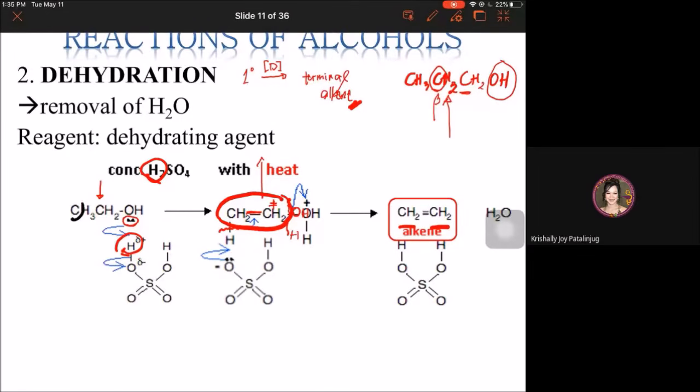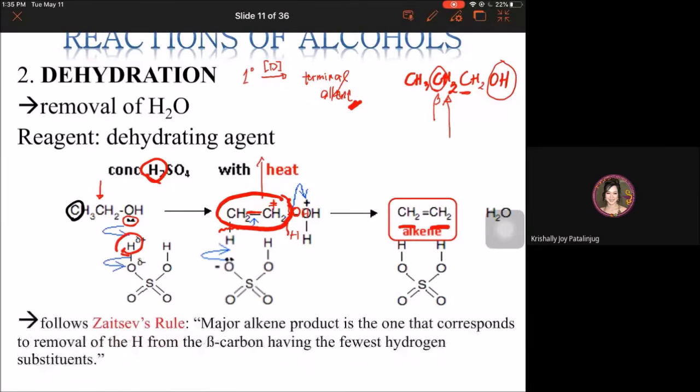The beta carbon of secondary and tertiary alcohols. With that, the dehydration reaction of secondary and tertiary alcohols must follow Zaitsev's rule. Okay, Zaitsev's rule, what is this? It states that the alkene of greatest amount is the one that corresponds to the removal of hydrogen from the beta carbon having the fewest hydrogen substituents.